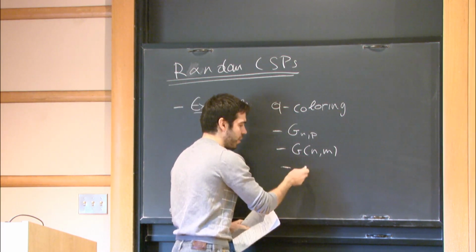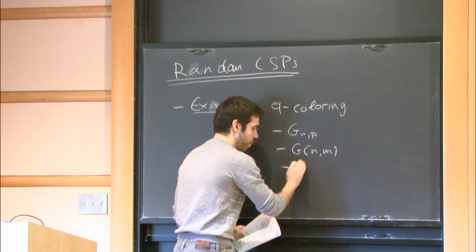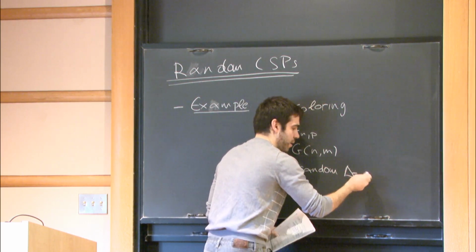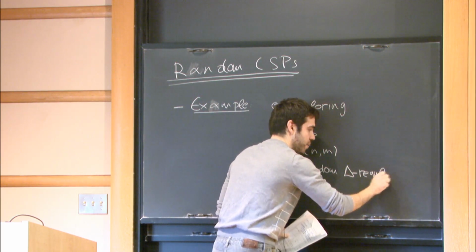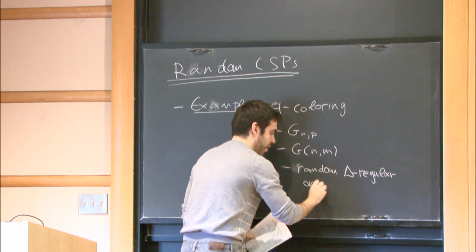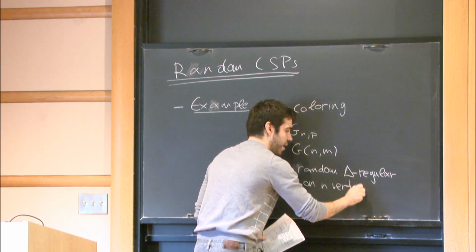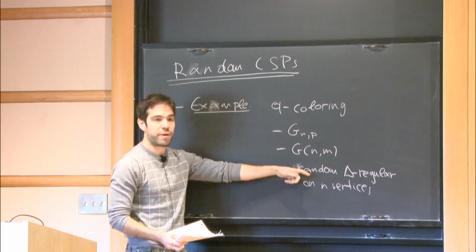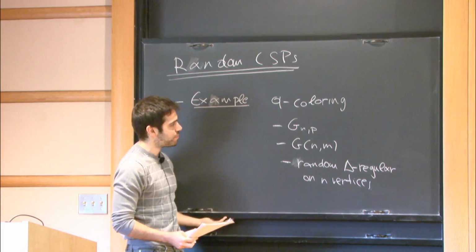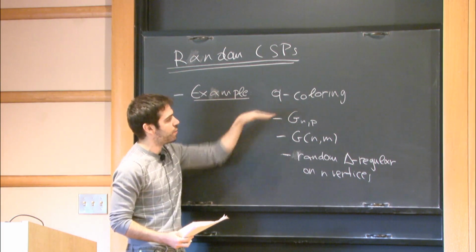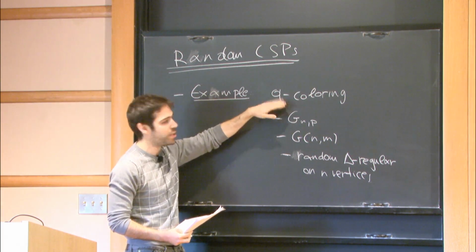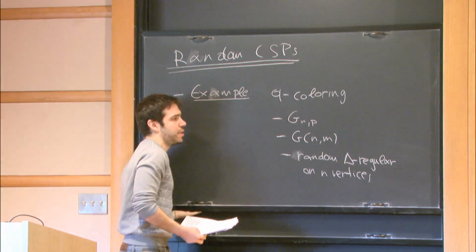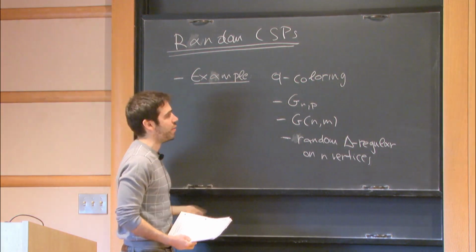And another model is random d-regular graphs on n vertices. So basically, here you pick a random d-regular graph on n vertices. And in all of these cases, the goal is, for example, to color the graph. So you have two colors, you sample a graph from one of these models, and the goal is to understand whether you can solve the problem or not.